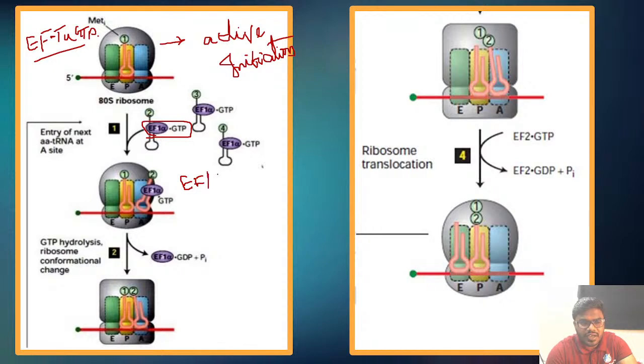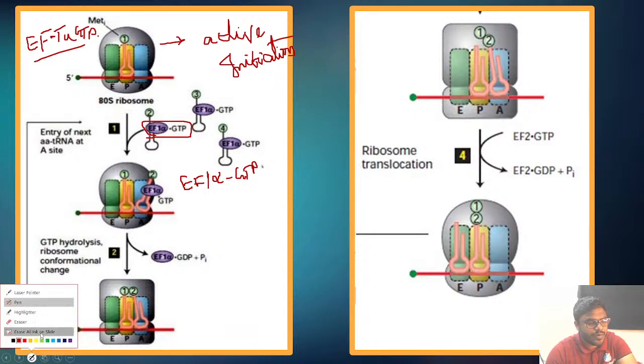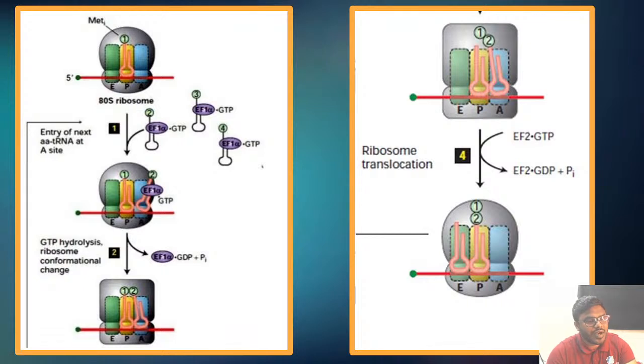What is that, friends? EF1 alpha GTP is the factor which is associated with the second tRNA with the amino acid. Everyone listen. And this EF1 alpha GTP brings the second tRNA to which site? A site. That is the first step, addition of the amino acid tRNA.